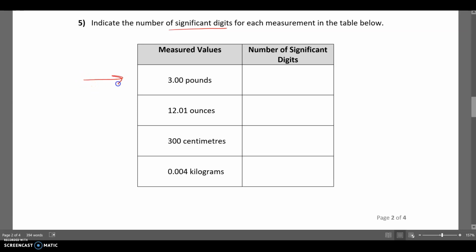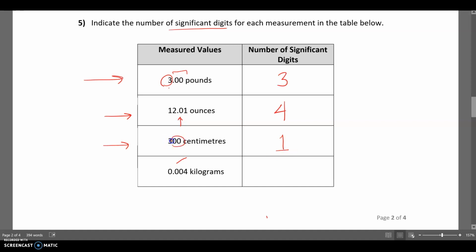So in our first value, 3.00 pounds, we know for sure the 3 is significant, and these zeros written after the decimal, after a non-zero digit, are significant. They're written there to show that we measured to 2 decimal places. So this has 3 significant digits. In 12.01 ounces, this 0 is sandwiched between non-zero digits, so it must have been measured. So this is 4 significant digits. In 300 centimeters, I don't have a decimal place, so I don't know that these zeros were measured or if they're just placeholders. So this is only 1 significant digit.